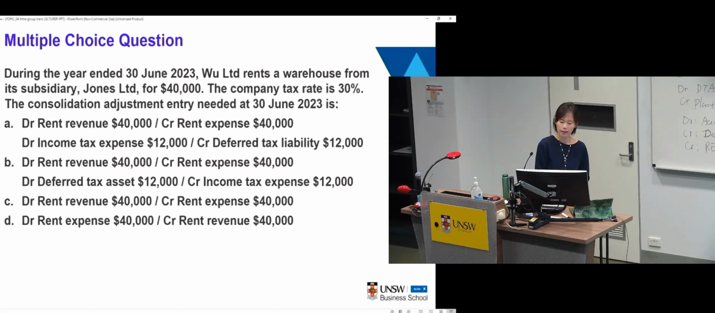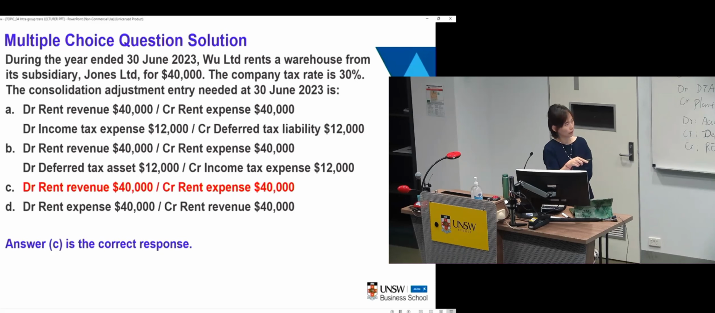Now remember what I said earlier? No tax entries required, right? C. So anyone choose D? Hongren, Wang Hongren? Do you agree C or D? C. Okay, very confident. Thank you. Now C is correct, right? C is correct. So the elimination of the rent revenue require a debit adjustment. Debit means decrease, right? So you debit rent revenue, then credit rent expenses. Okay, so don't get confused with D.